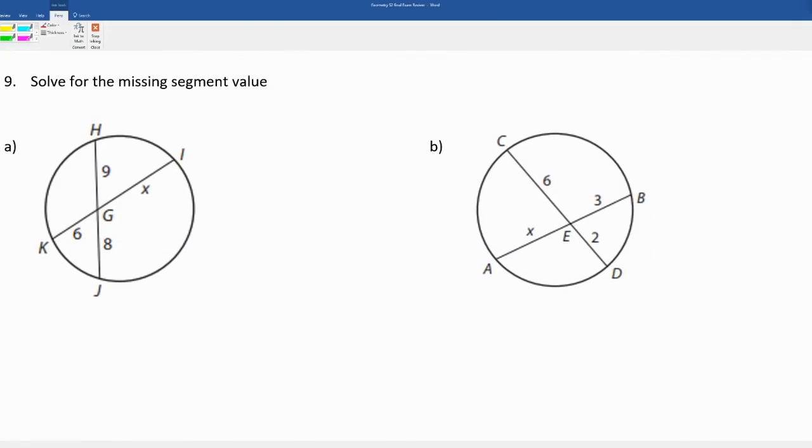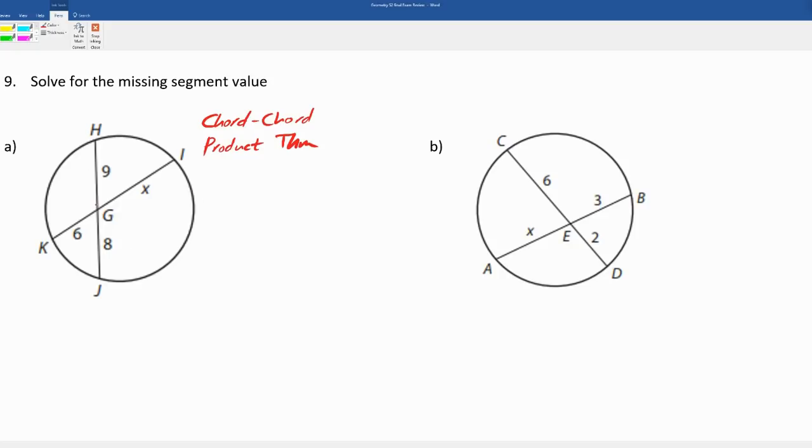All right, number 9, solve for the missing segment values. We got some missing segments. All right, cool. So let's go ahead and see here. We got 2 chords, right? If we have 2 chords, we're probably using the chord product theorem. So never forget about the theorems.